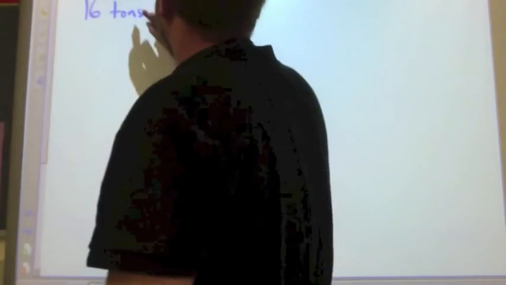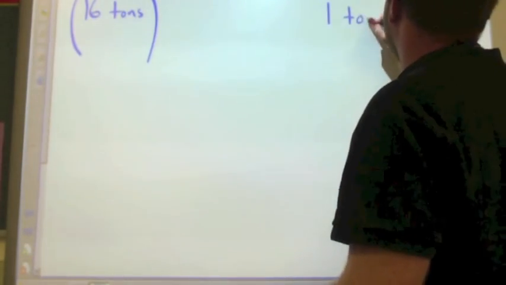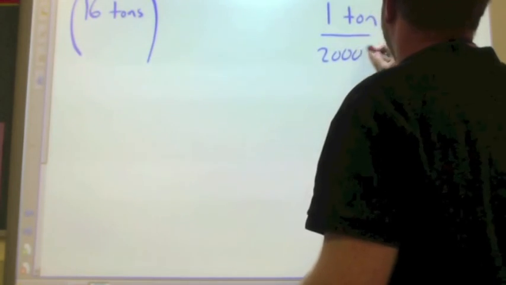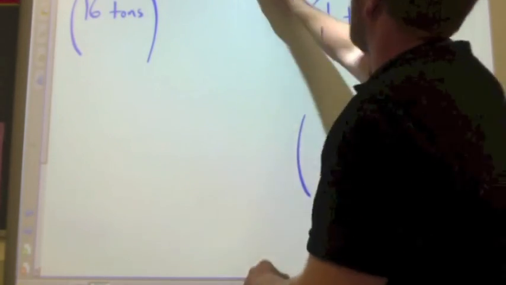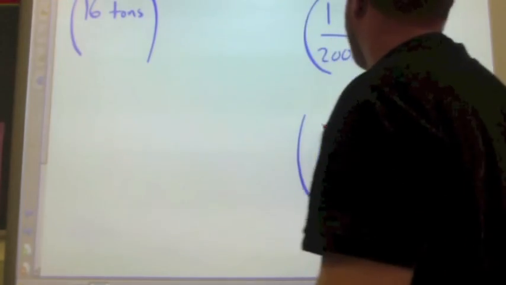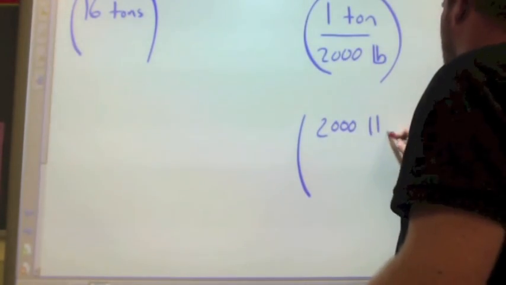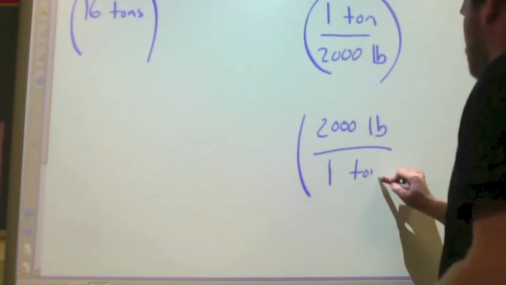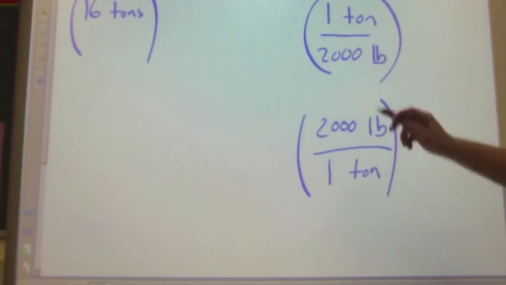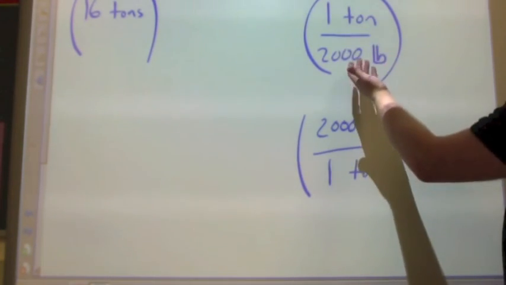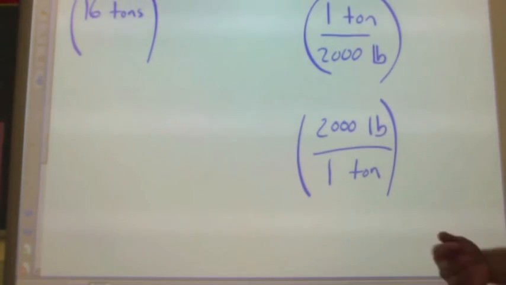Now, we can either arrange it like this. 1 ton over 2,000 pounds. Or we can say 2,000 pounds over 1 ton. These both work because it's essentially dividing by itself. It's the same thing. This is like equal to 1. This is like equal to 1 because it's the same. It's like a conversion factor.